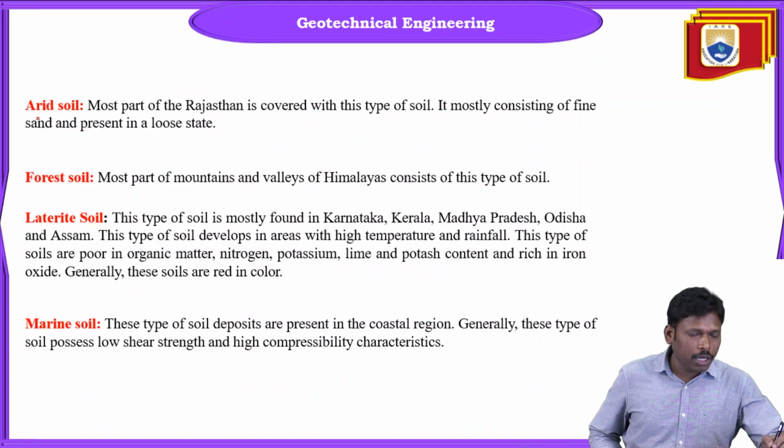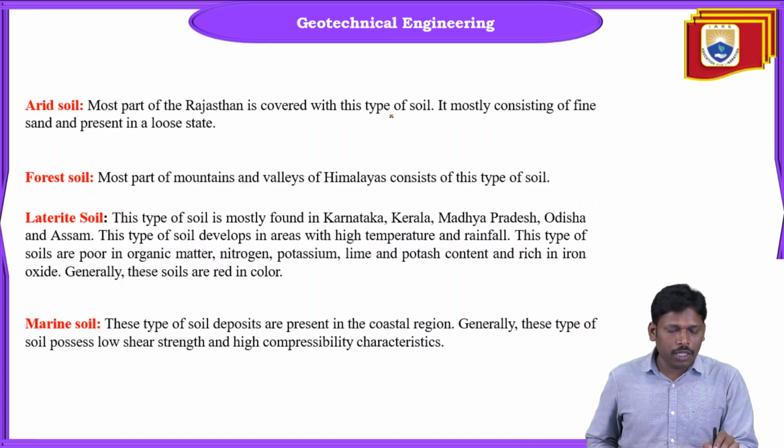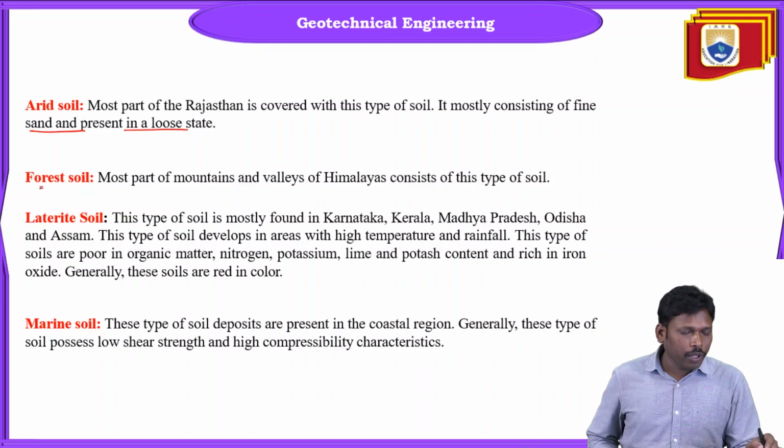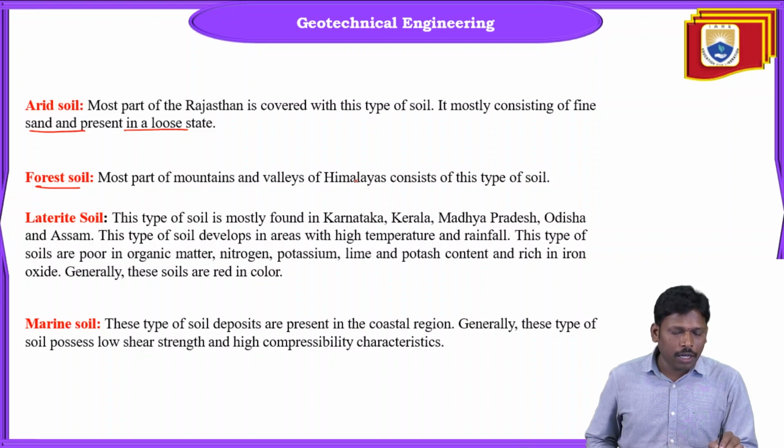So another one is arid soil. Most part of Rajasthan is covered with this type of soil, and it mostly consists of fine sand present in the loose state. And forest soil: most part of the mountains and valleys of the Himalayas consists of this type of soil.